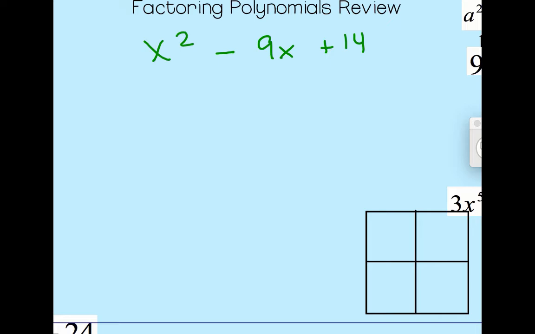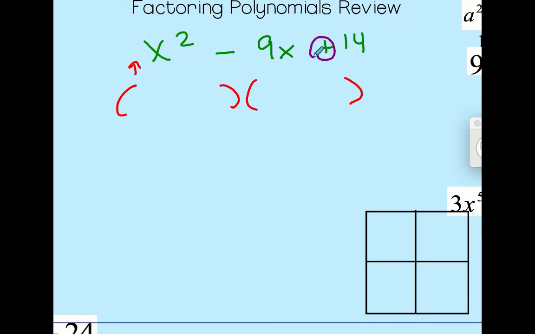When I'm looking at this, the first thing I'm going to look at is what is the leading coefficient. If the leading coefficient is 1, then I can go ahead and reason this out. When you have a factorable quadratic, it's always going to factor into the product of two binomials, so two terms.